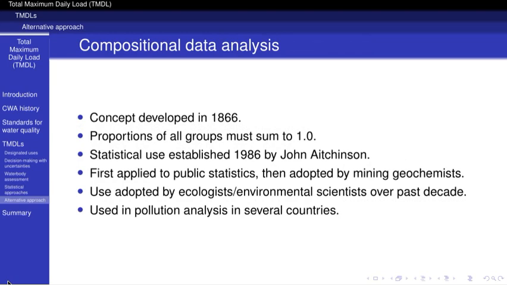The concept of compositional data analysis originates from work by a French mathematician in 1866. In 1879, the British mathematician and biometrician Karl Pearson argued that only proportions between 0 and 1 will produce useful results. The first statistical theory and models for analyzing compositional data were published by John Aitchison in 1986.